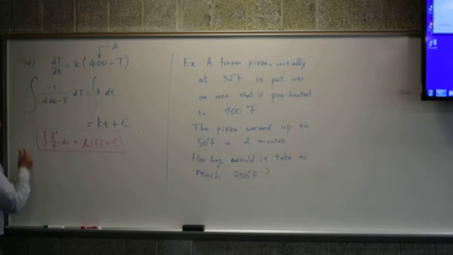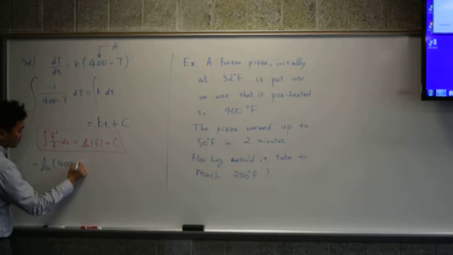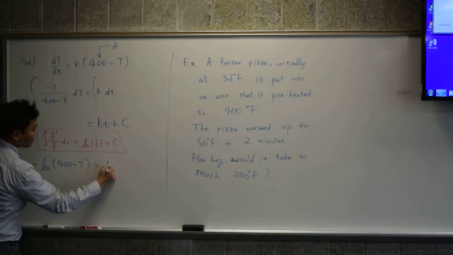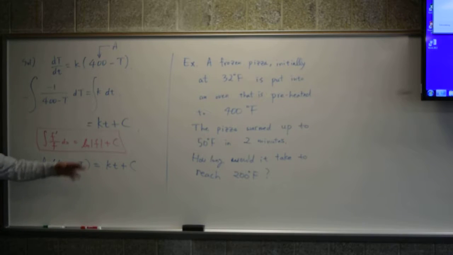Now, after having this, what's the integral of the left side? Negative ln of 400 minus T, equals kt plus c. I could have put an absolute value, but in this situation the temperature is always less than 400, right? So therefore this is always positive, so I don't need an absolute value. So this is what I have.